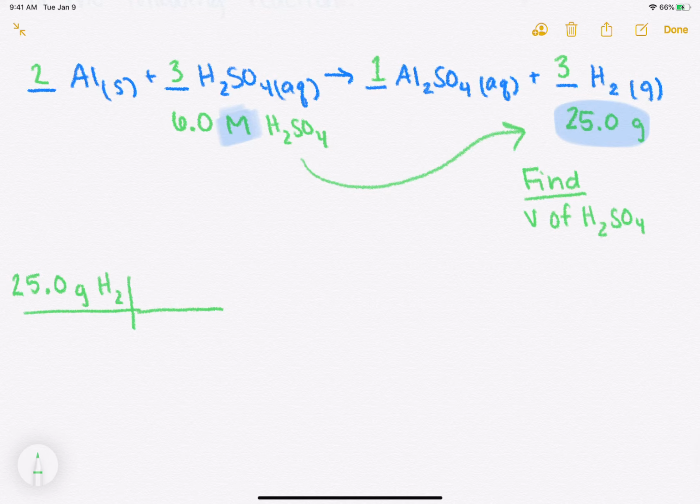And we know we can't get directly from grams of H2 to any other substance, so the first thing we have to do is convert that to moles. The molar mass of H2 is 2.02 grams of H2 per 1 mole of H2. Now that we're in moles of H2, we can use the molar ratios from the coefficients of our balanced chemical equation. So for every 3 moles of H2, we also have 3 moles of H2SO4.